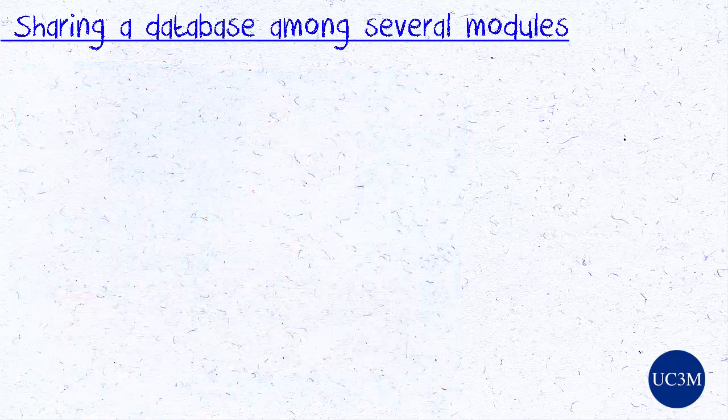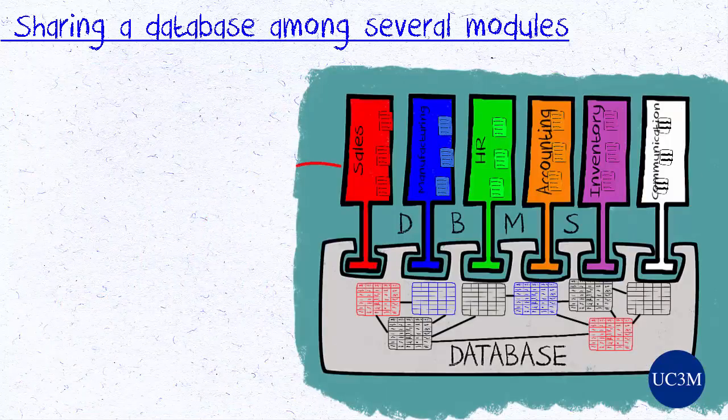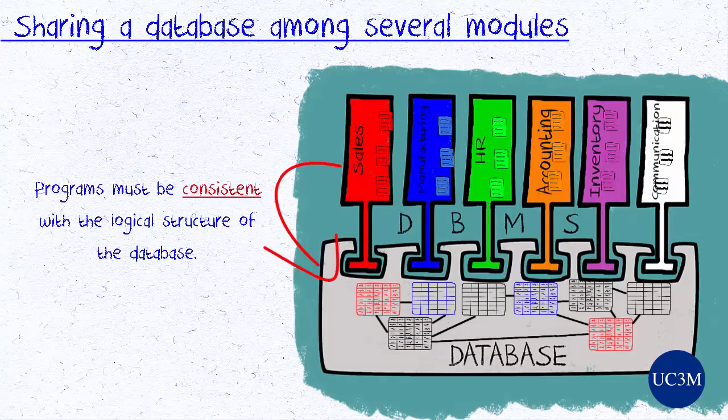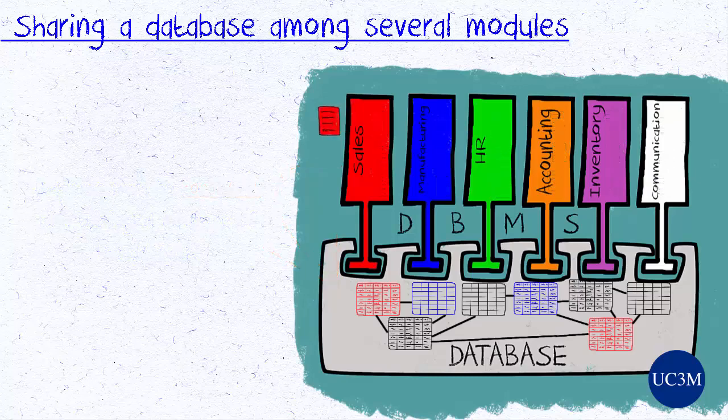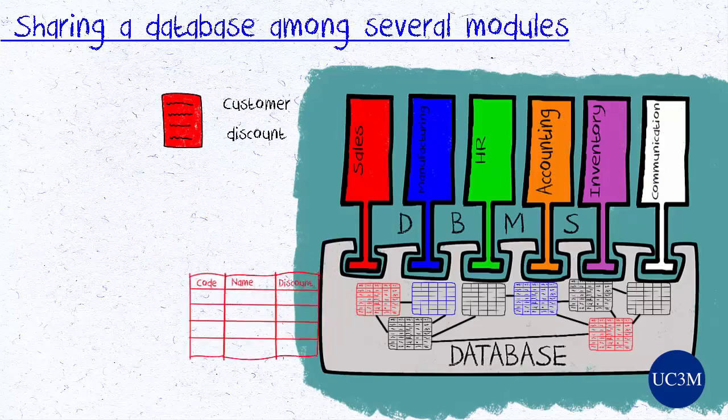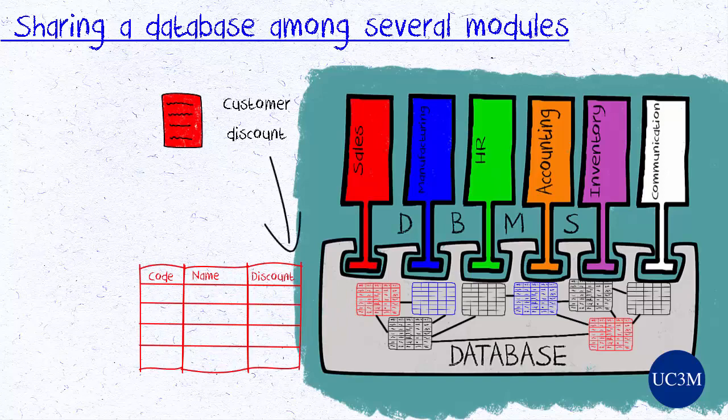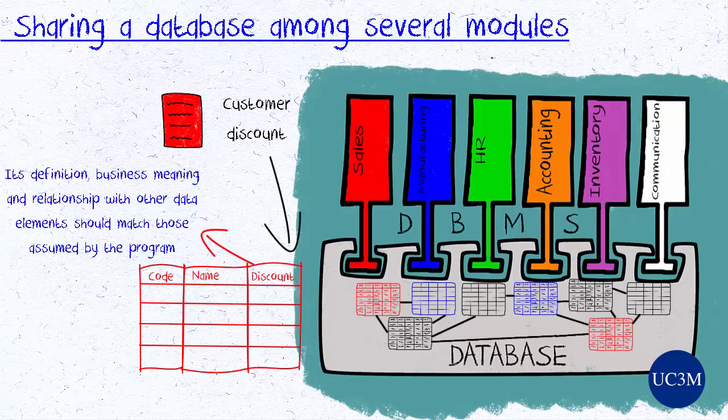On the other hand, the programs within all ERP modules must be consistent with the logical structure of this single database. Whenever a program handles a given piece of data or attribute, say a frequent customer discount, there should be a correspondence with an attribute in the database model. Not only should that attribute exist in the data model, its definition, business meaning, and relationship to other data elements should match those assumed by that program, the program's implicit data model if you want.